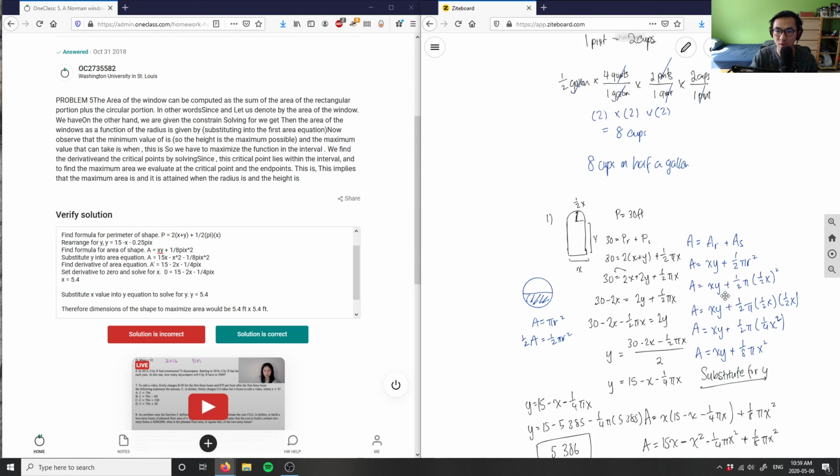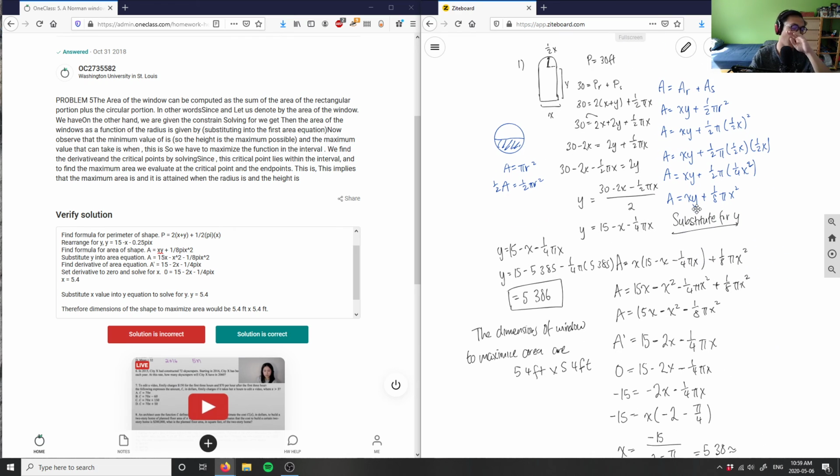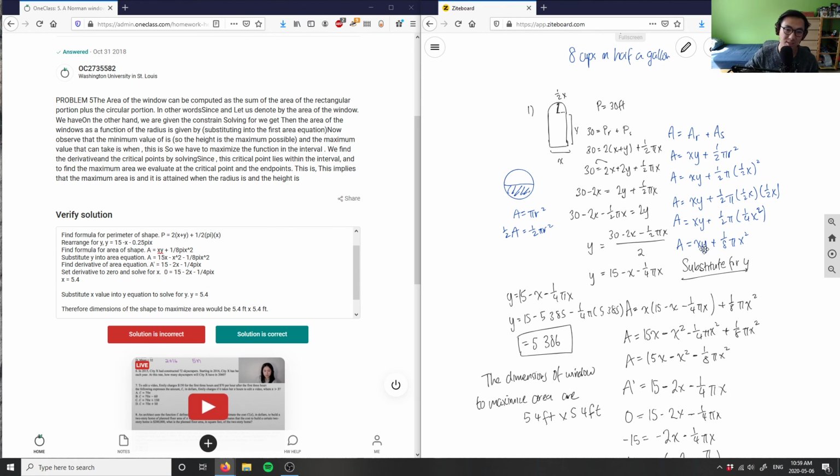Sorry about cutting off the video last session on Monday, but I didn't get to finish the problem. So this here is a finished problem, and my solution is 5.4 by 5.4. This is probably a very challenging optimization problem, just because you have irregular shapes, you also have to use algebra to isolate for something, and you have to find the derivative and set it to 0. So it's encompassing geometry, algebra, and also calculus.